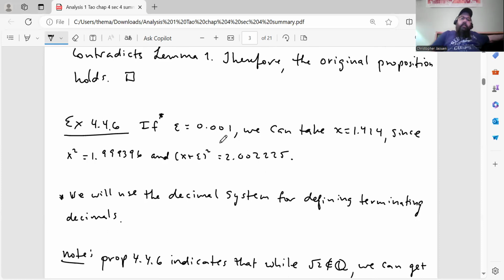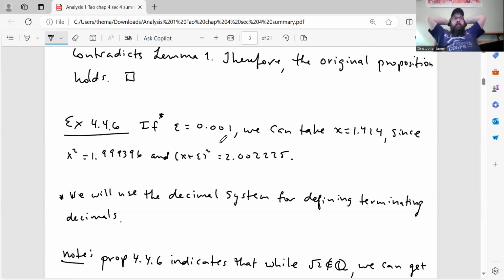So if epsilon equals 0.001, we can take x equal to 1.414, since x squared equals 1.999396, which you could check, and x plus epsilon squared is 2.002225. You can think of this intuitively as thinking about whatever epsilon is, as long as it's positive.